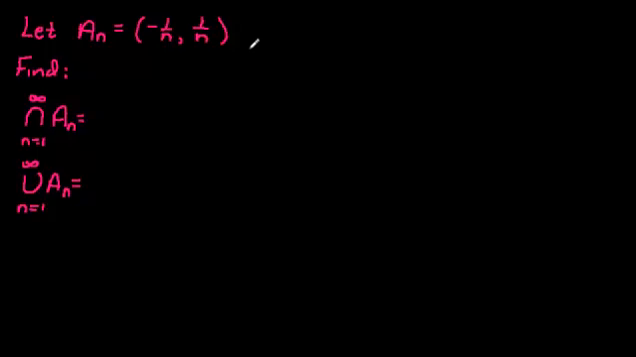Hello, in this video we're going to look at the intersection and union over an indexed family of sets. So let us begin with an open interval defined as follows. Let A sub n be equal to the open interval from -1/n to 1/n, where it's implied or assumed that n is a natural number. So let's begin looking at what these intervals look like.